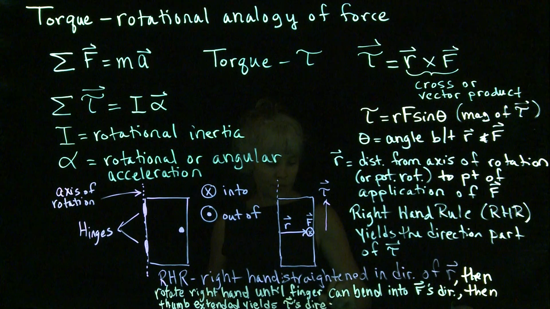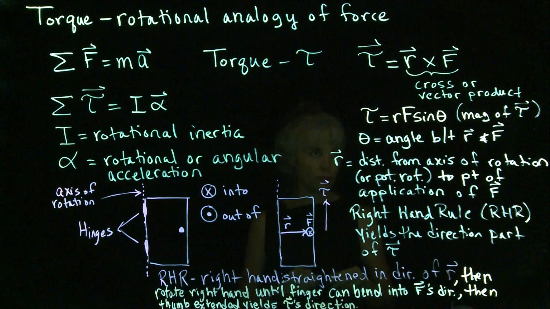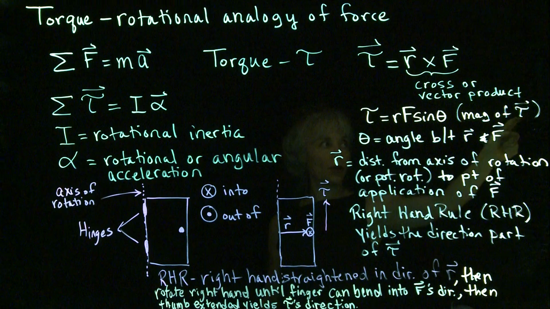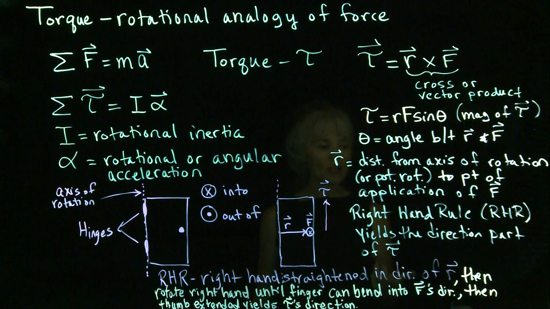So torque is a vector. Now we see that we can calculate how large the torque exerted by a force is by taking the magnitude of the first vector, that's the distance from the axis of rotation to the point of application of the force, times the magnitude of the second vector, that's how large the force that's being applied there is, times the sine of the angle in between r and F. So this provides us the magnitude part of the torque. The direction part of the torque comes from applying the right-hand rule.